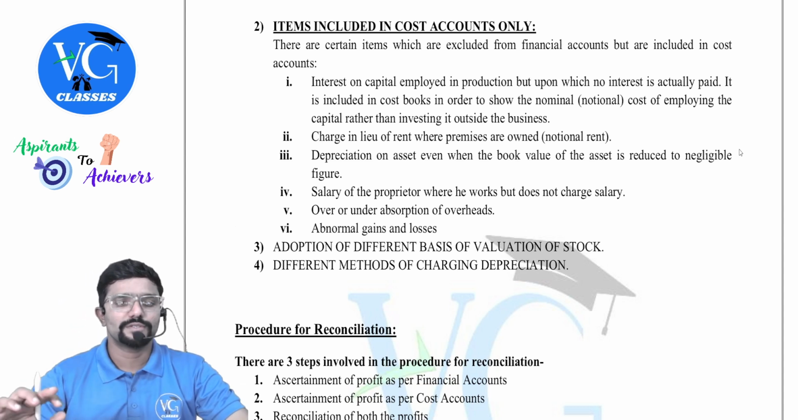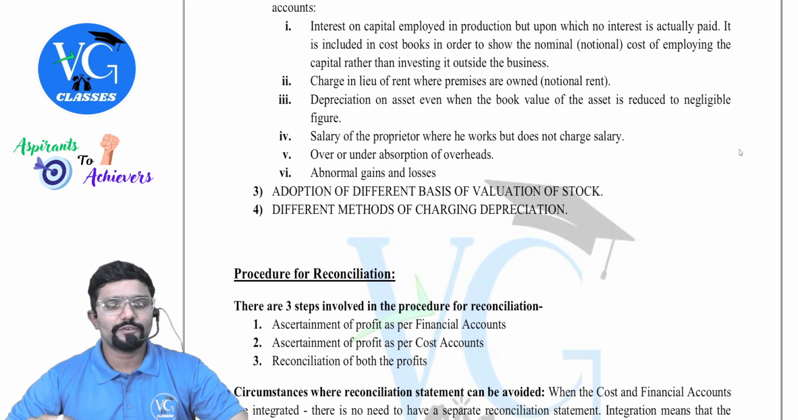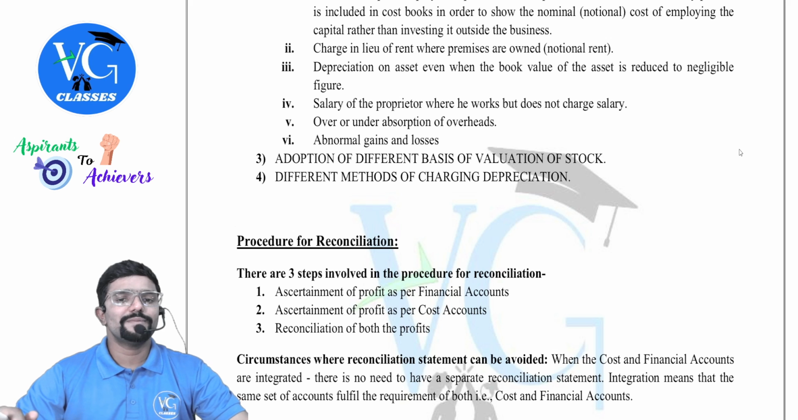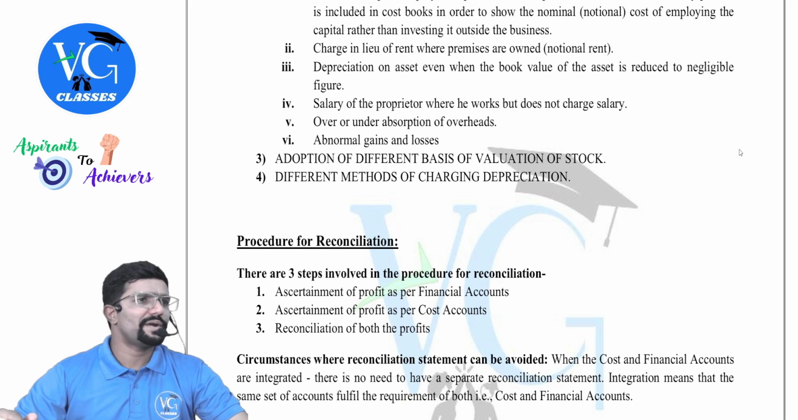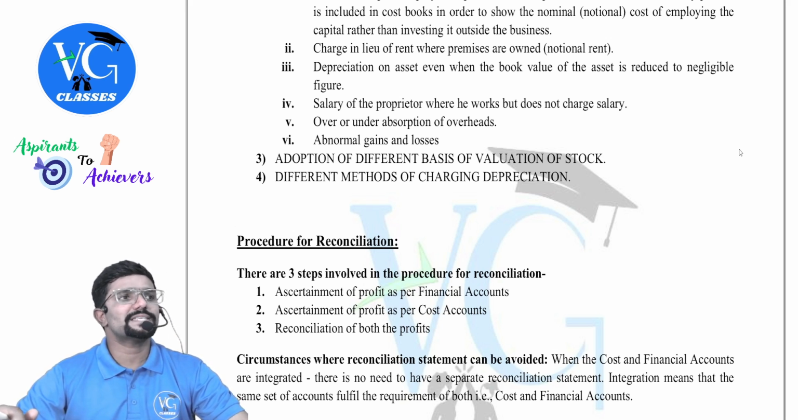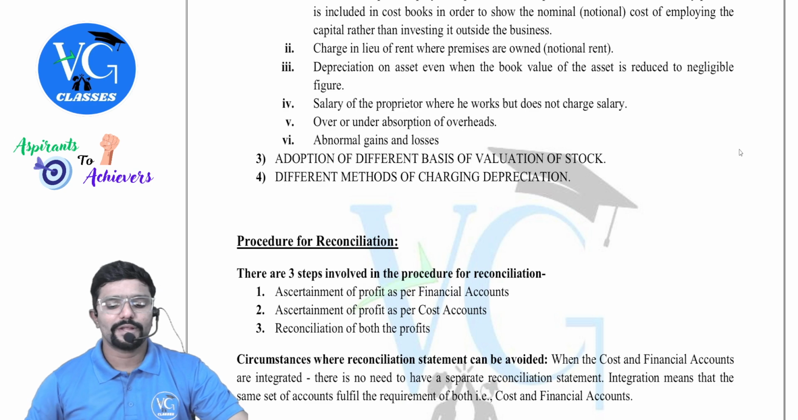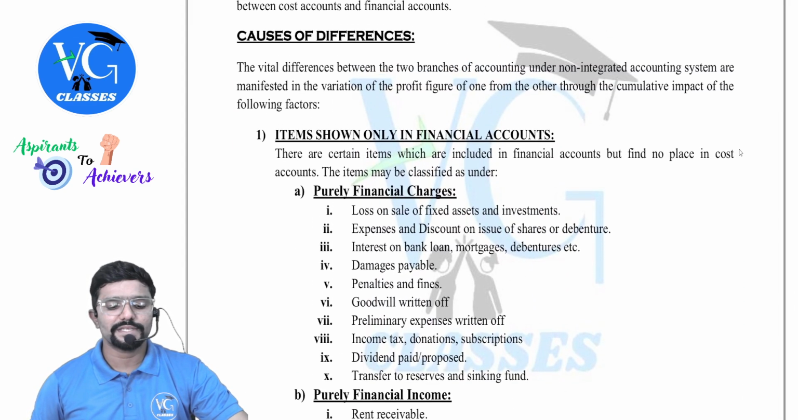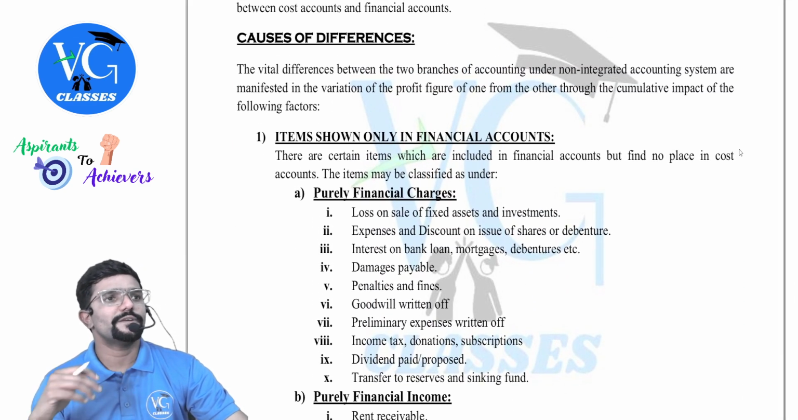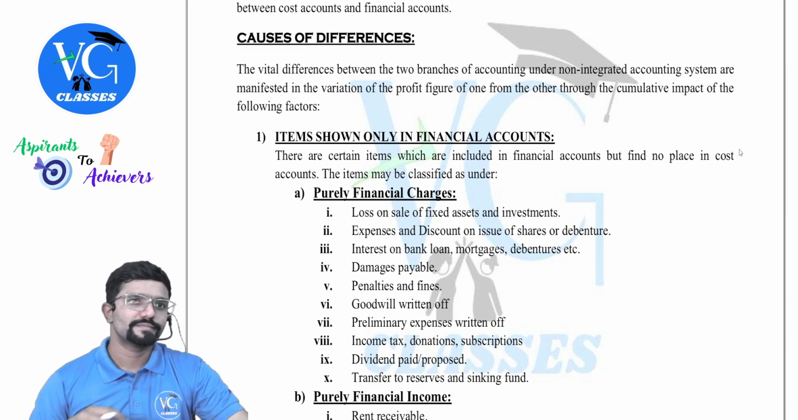Then the last two items: adoption of different basis of valuation of stock, and different methods of charging depreciation. I already explained about it, guys. So this can be asked as a theory question also. Whatever we just now discussed, explain the reasons or causes for differences in profit.